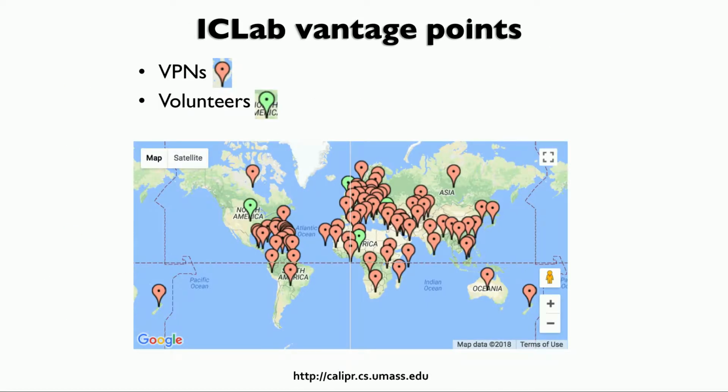Okay, so here we've got the map showing our current ICLab vantage points. The green nodes there are a handful of Raspberry Pis that volunteers are running. And the red nodes, which are the bulk of our vantage points, are actually gained from different VPN providers. This allows us to get wide coverage without actually putting people at risk. It has been a nice trade-off in terms of being able to gather a wide range of data.